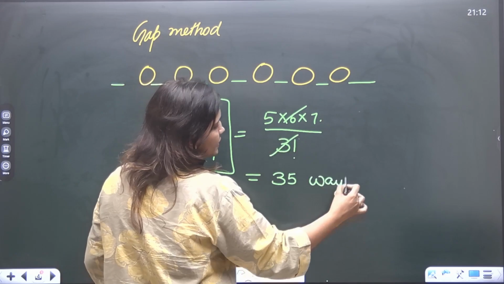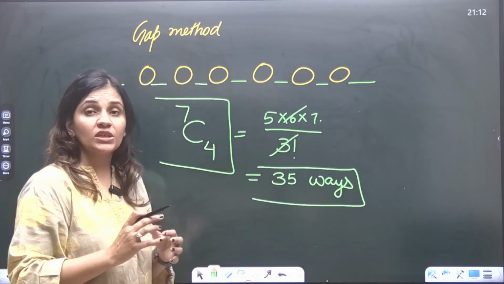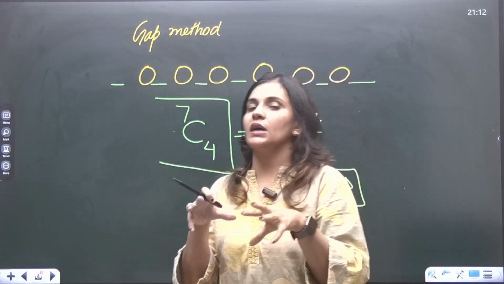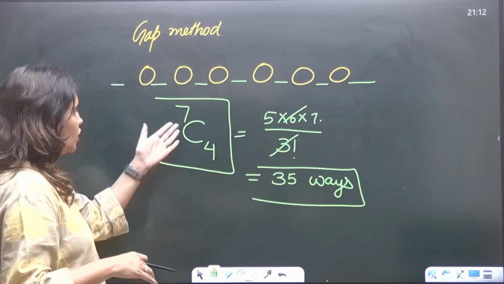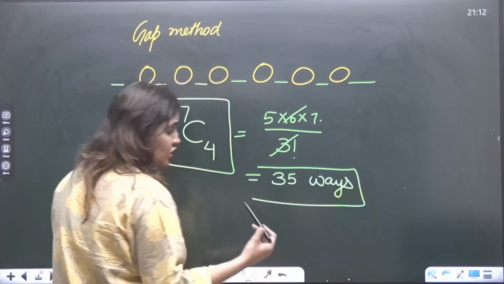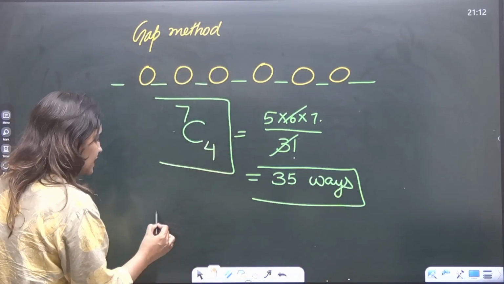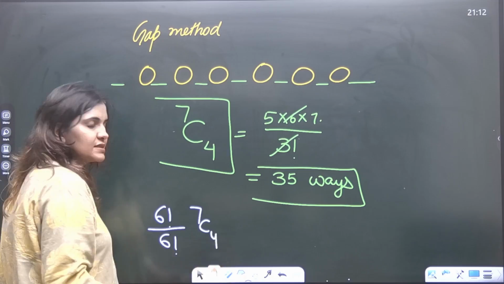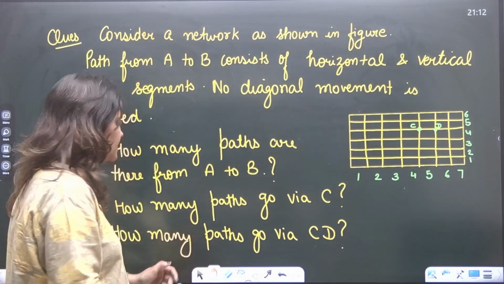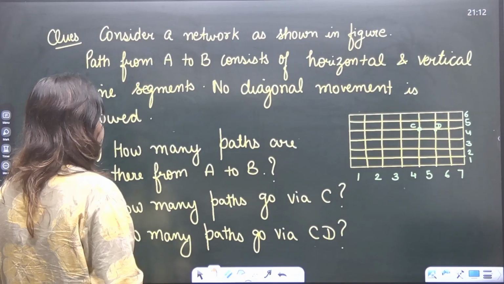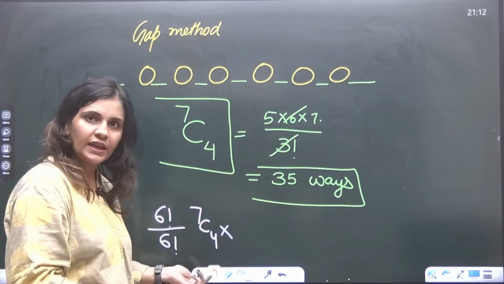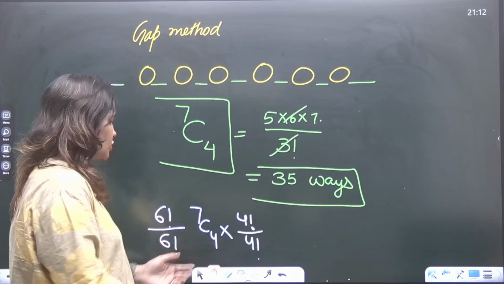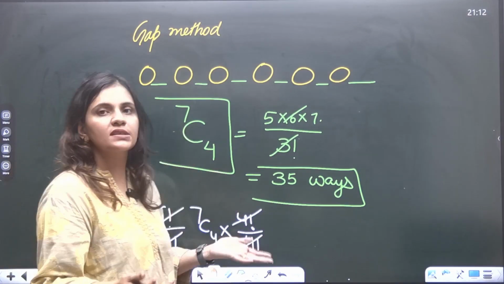So we got 35 ways in which I can select 4 books out of 10 books such that no 2 books are selected consecutively. Now, if you want to write it in a proper way, you can write: I have arranged 6 zeros and all are alike. Then I selected 4 gaps out of 7 gaps, and in these 4 gaps I have arranged 4 ones which are alike. So this cancelled out and 7C4 is the answer.